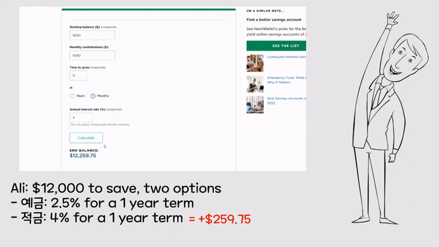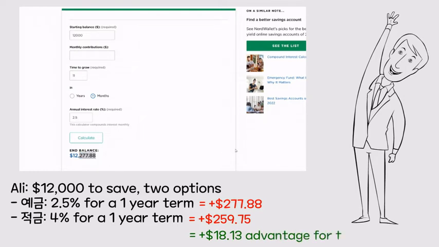It's honestly not too shabby of a take home since all he did was nothing and just let the money feed itself. Now let's switch it up and punch in the numbers for the Yegum. For this one, we have a starting balance of 12k, there are no monthly contributions, and we also have the 11-month term. Now you're lowering the interest rate all the way down to 2.5 as well, and with a quick click on the thingamajigger, there you go. You have an end balance of $12,277.88. This gives the Yegum a nice $18.13 advantage over the Jokkum.